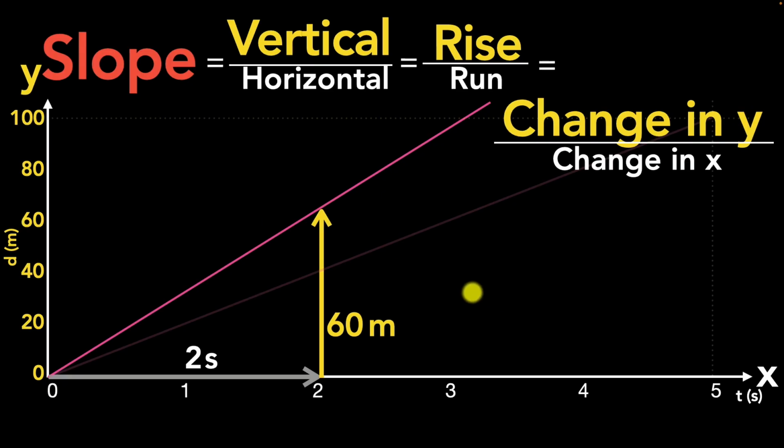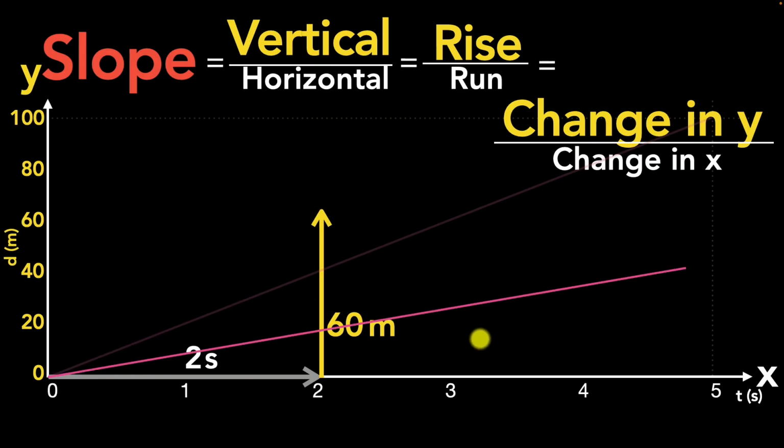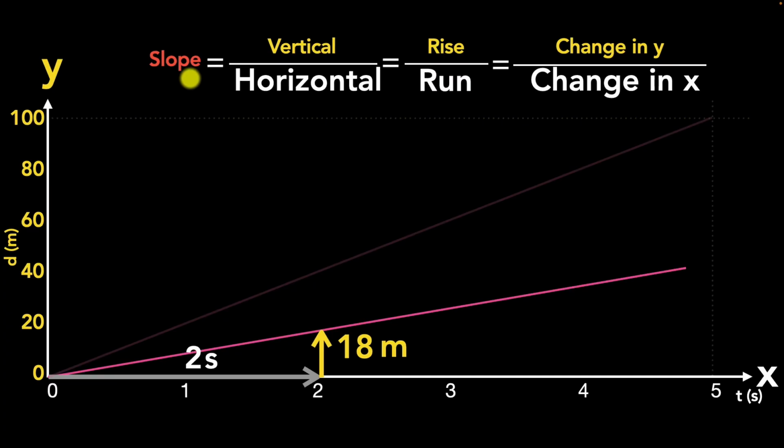Isn't it amazing? And similarly, what if the graph was less steep? Then look, for the same horizontal, I get a much smaller vertical. So I get a much smaller slope. And again, slope represents the speed. And therefore, I can look at this and say, hey, this object is traveling much slower compared to our car.